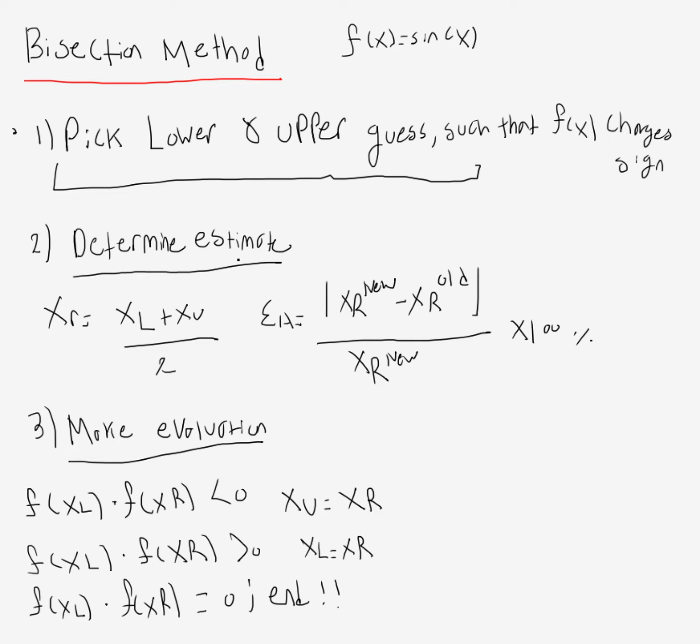The next step is to determine the estimate. What you're trying to find is XR in this case. XR is very simple to find. You just take your lower bound, add it to your upper bound, and then divide by 2. To find the relative error of this, you would just do the XR, the new term you found, minus the previous XR, and then divide all of that over your XR, the one you just calculated.